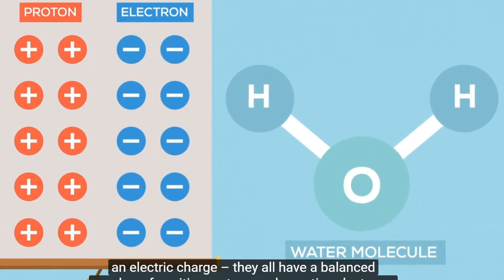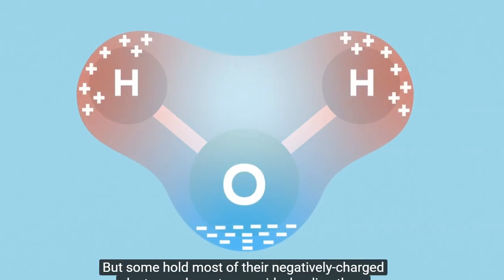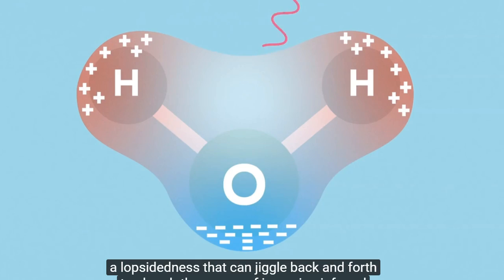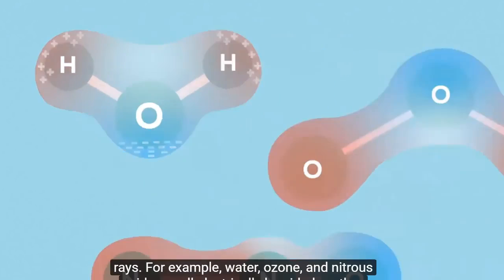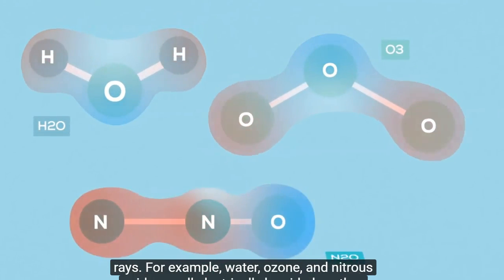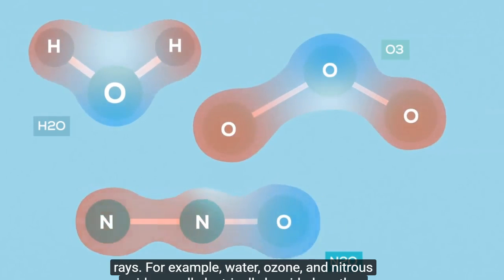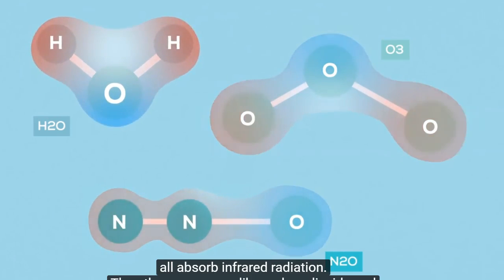They all have a balanced number of positive protons and negative electrons. But some molecules hold most of their negatively charged electrons closer to one side, lending them a lopsidedness that can jiggle back and forth to absorb the energy of incoming infrared rays. For example, water, ozone, and nitrous oxide are all electrically lopsided, so they all absorb infrared radiation.